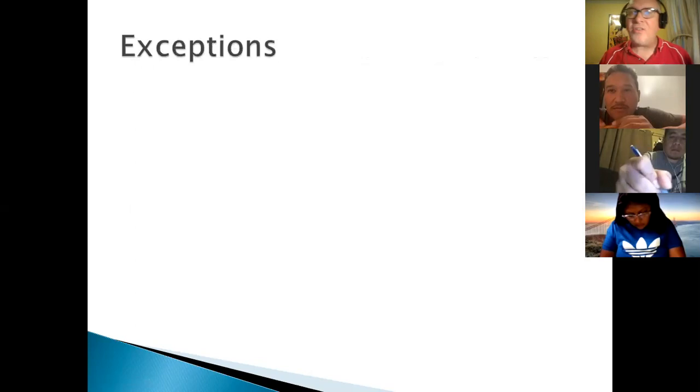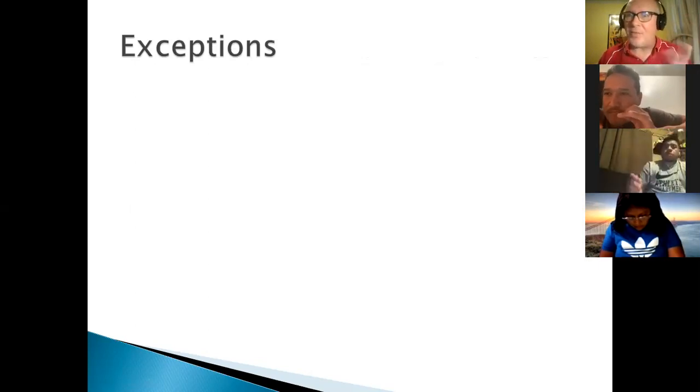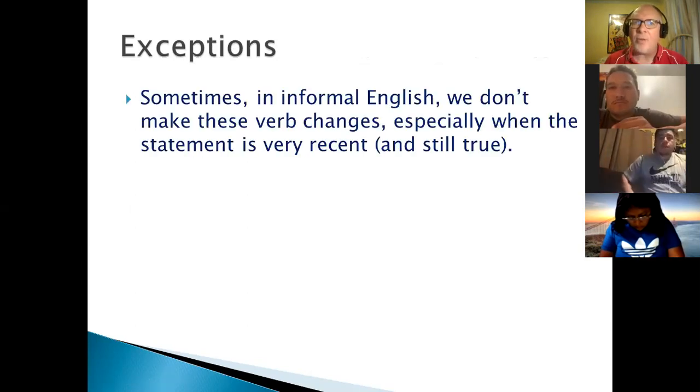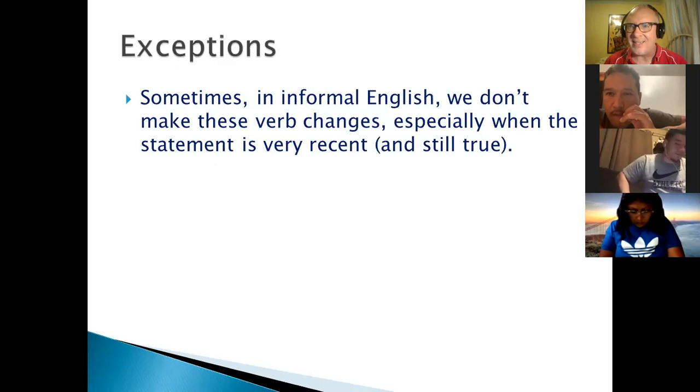Exceptions. And this is actually in your book. If you look in chapter 3 in your book, they talk all about the exception. They don't talk about the rule. I don't know why not. But the rule is in the next book. So we're going to look at that tonight a little later. But the exception is this. Sometimes in informal English, we don't make the verb changes, especially when the statement is very recent and still true.